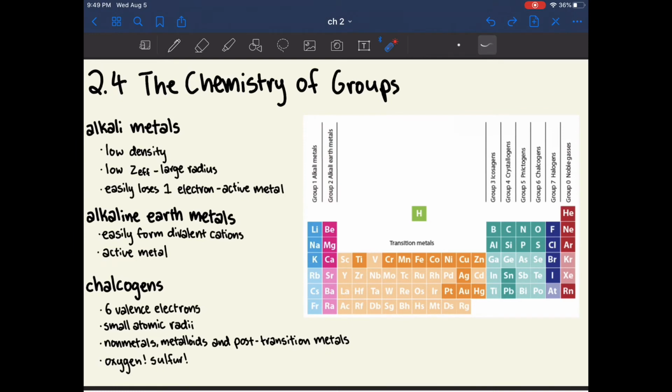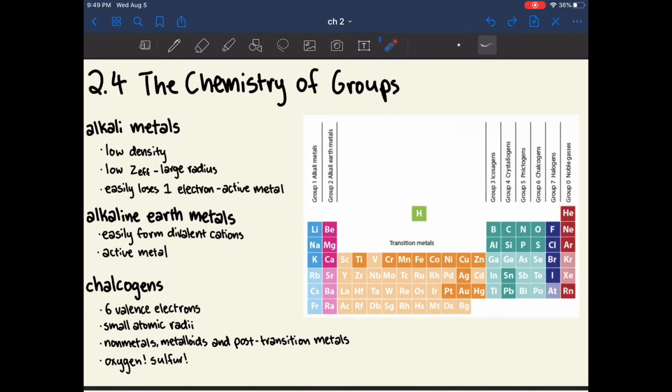Alkali metals are known for having low density, and this is because they have a low effective nuclear charge, which gives them a large atomic radius. This large atomic radius means that their mass is spread out over a large area, which gives them a low density.